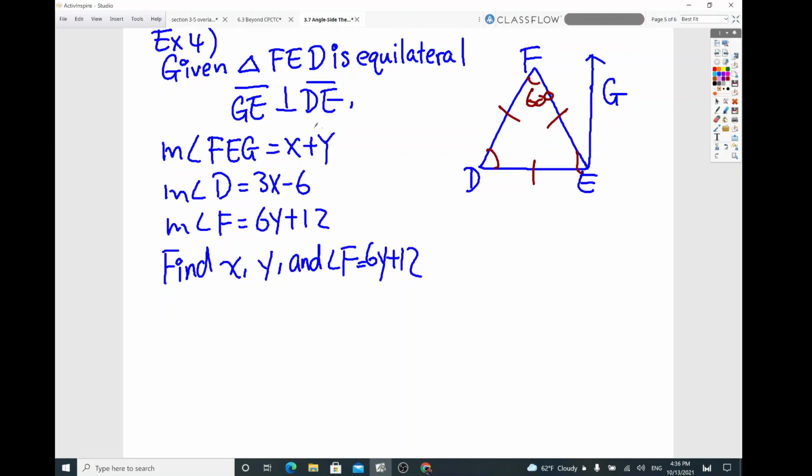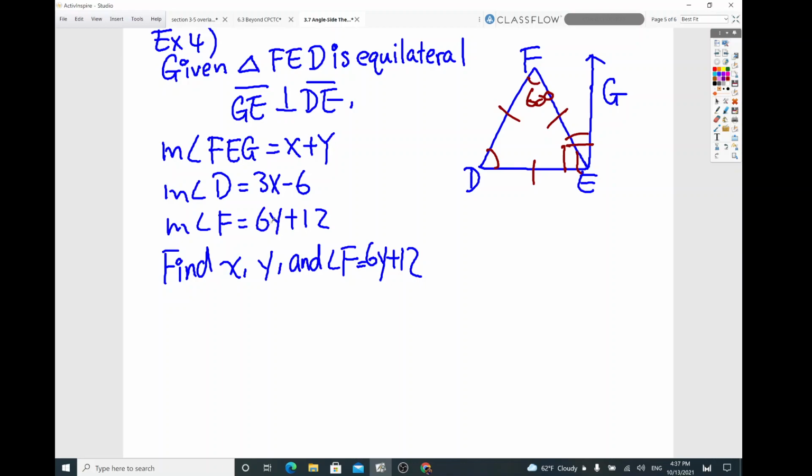Another thing we notice: segment GE is perpendicular to segment DE, so this one forms a 90-degree angle. And now what we notice, measure FEG, this angle here, is x plus y. Angle D is 3x minus 6. Angle F is 6y plus 12.